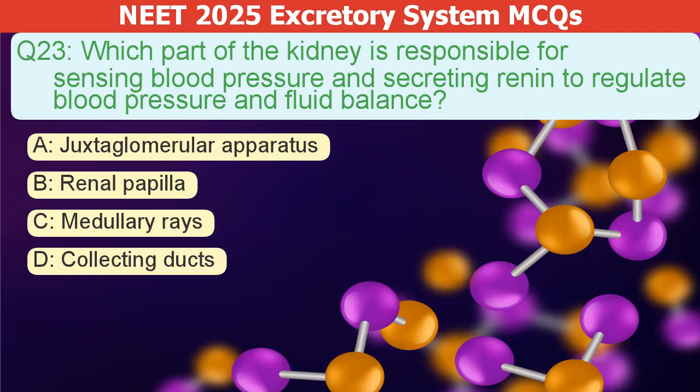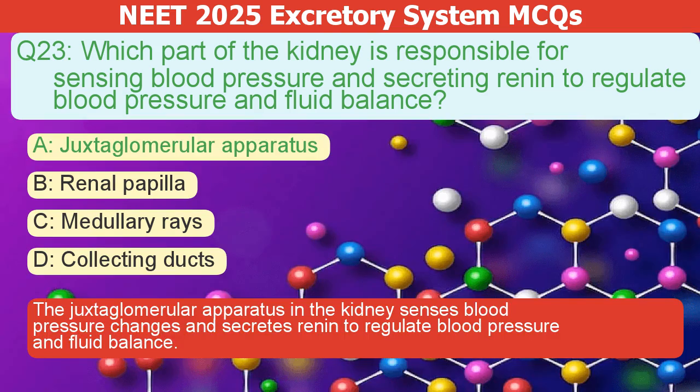Which part of the kidney senses blood pressure and secretes renin to regulate blood pressure and fluid balance? A. Juxtaglomerular apparatus. B. Renal papilla. C. Medullary rays. D. Collecting ducts. The correct answer is A. The juxtaglomerular apparatus in the kidney senses blood pressure changes and secretes renin to regulate blood pressure and fluid balance.